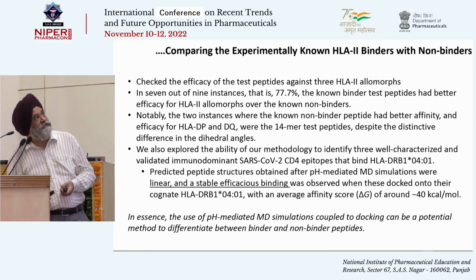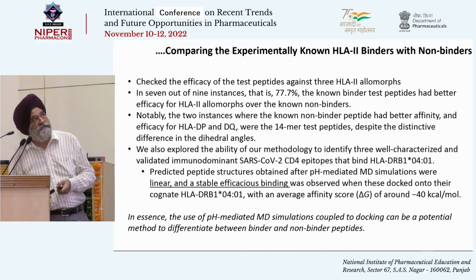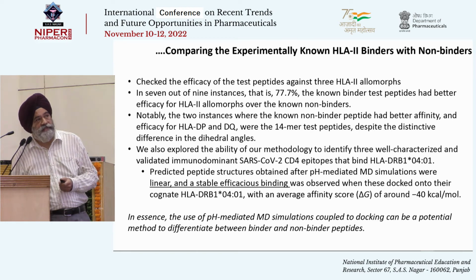If we compare, about 77.7% of these known binder test peptides had better efficacy as compared to HLA allomorphs. Though our data set is small for checking this MD simulation based method, whatever we had, we did, and we can say that this method of structure based prediction can work here, and we can predict the docking or the structure of the binder to HLA type 2. Also, we did this experiment with the validated immunodominant SARS-CoV-2 CD4 epitopes that bind to HLA-DRB1.